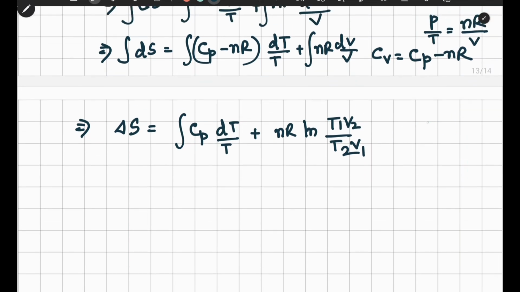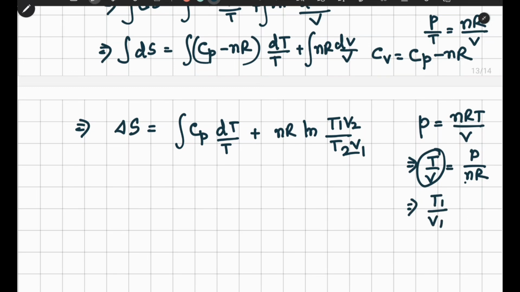Pressure is constant, everything is happening at a constant pressure. So you can write P equals nRT by V. That means if pressure is constant, then T by V will be P by nR. That is also constant because n is 2, R is the universal gas constant, and pressure is also constant. So T by V will also be constant.